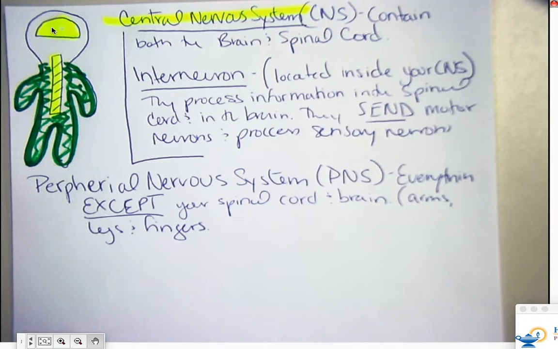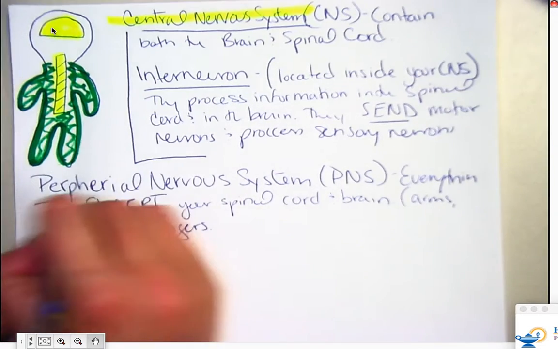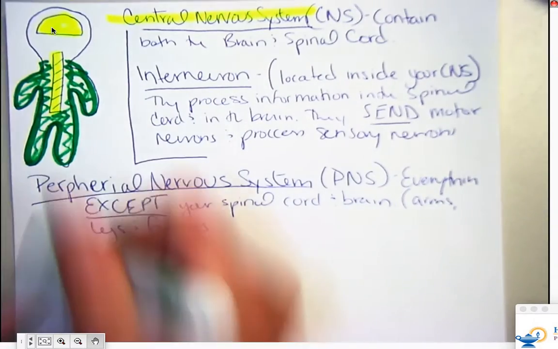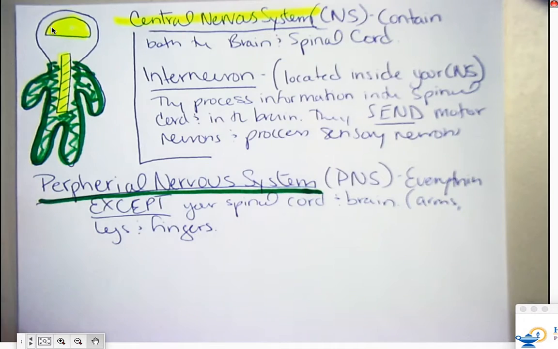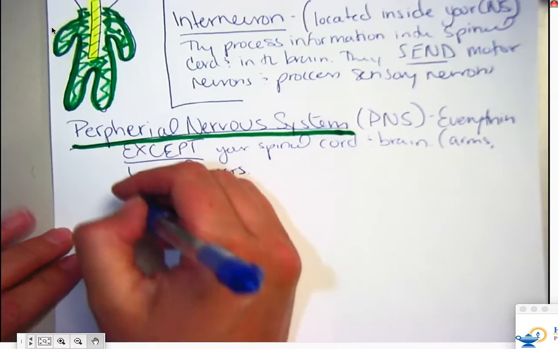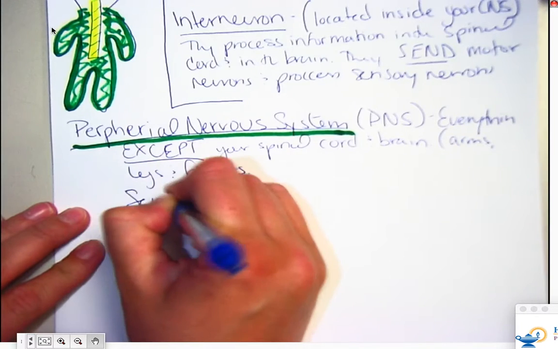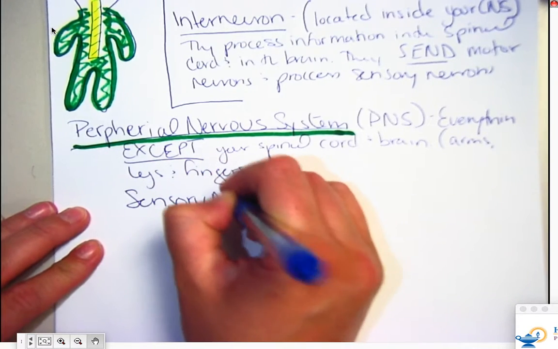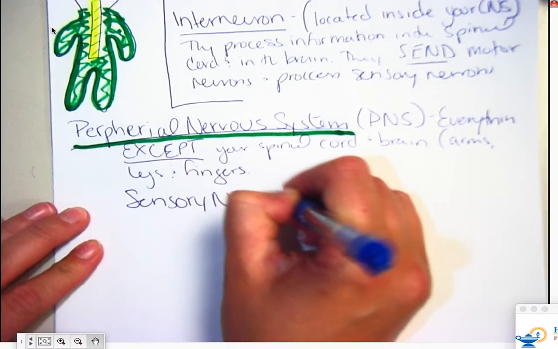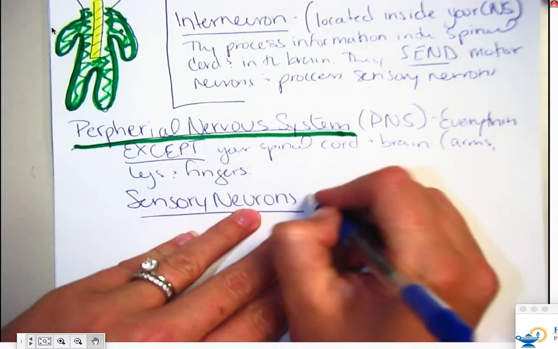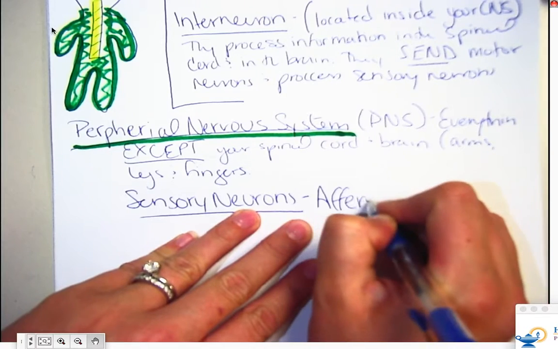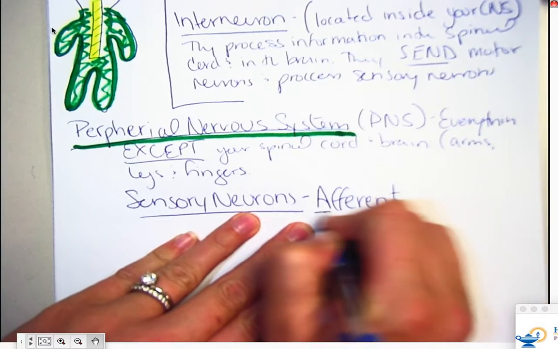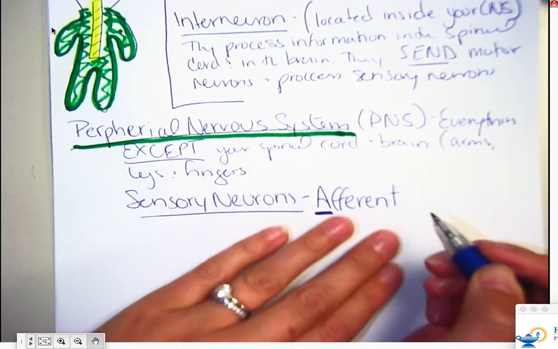Inside your peripheral nervous system, I'm going to underline it with my green so you know what I'm labeling. Perfect. Okay? Inside your peripheral nervous system, you have 2 types of neurons that are being used here. The first one is sensory neurons. Now, sensory neurons, and this is a key term, afferent, A-F-F-E-R-E-N-T. Please underline the A. Afferent.